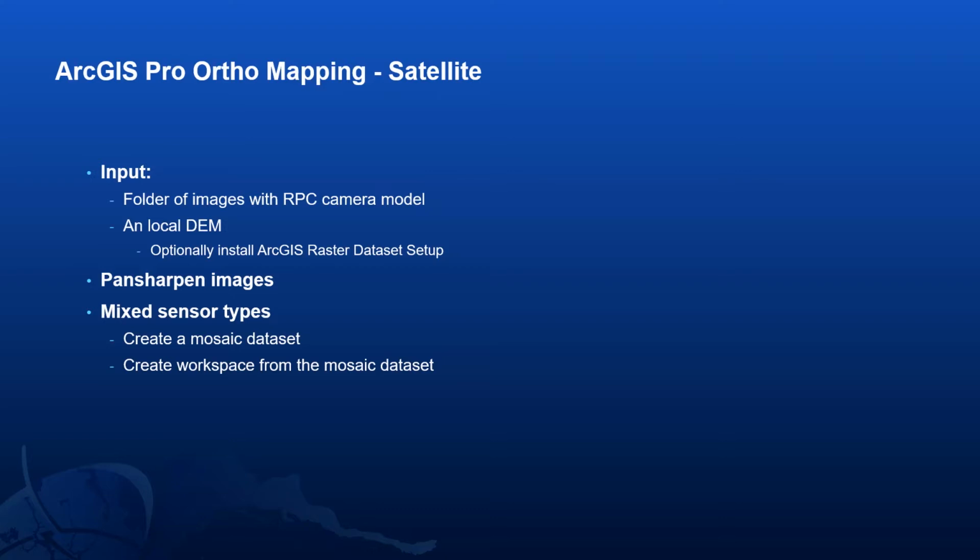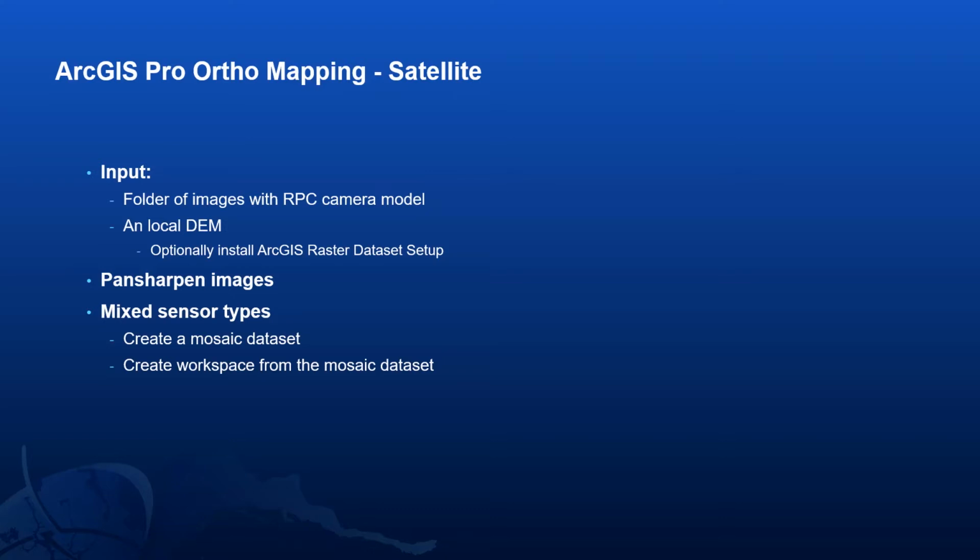We support 32 sensor types out of the box. Processing satellite data requires an initial elevation data. We strongly suggest that you use a local DEM for processing satellite imagery. If you don't have one, you can download ArcGIS raster data setup, which comes with a 180-meter resolution global DEM. Optionally, you can export a portion of the DEM from the elevation service from ArcGIS Online. This will avoid letting the ortho mapping engine deal with the network.